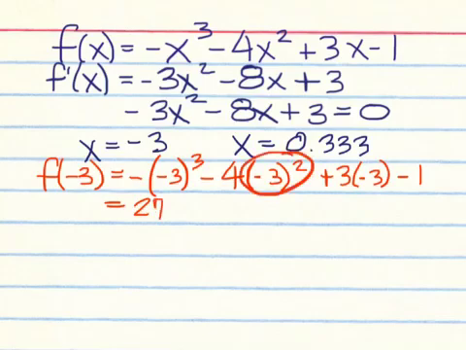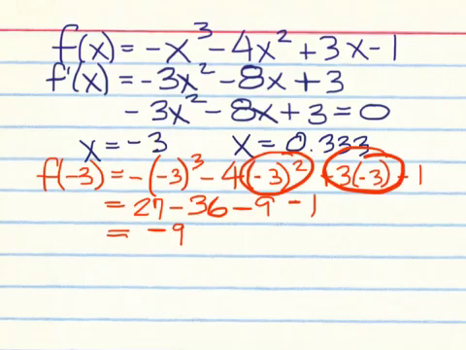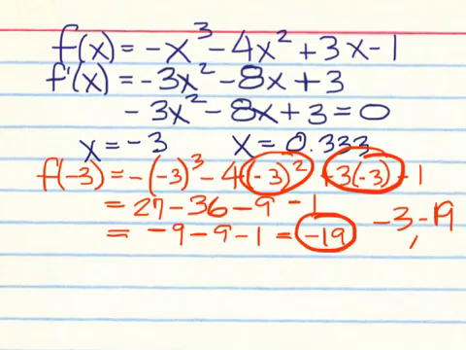Here it is a 9 times a negative 4. We'll have minus 36. This will be a minus 9. And was that a plus or a minus 1? Yes, it's a minus 1. So this will be a negative 9, and then minus 9 minus 1, which is a negative 19. For your first point, you should have negative 3 and negative 19.